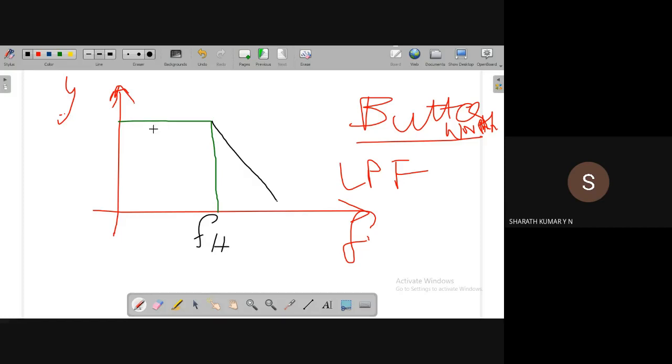Okay, that means in a low pass filter the signal from 0 to FH is allowed. The signal above FH will be attenuated. Attenuation means the gain will reduce, and when the gain becomes 0, any frequency above this range FH is not allowed because the output voltage will be 0. Gain 0 means output voltage is 0. Very simple.